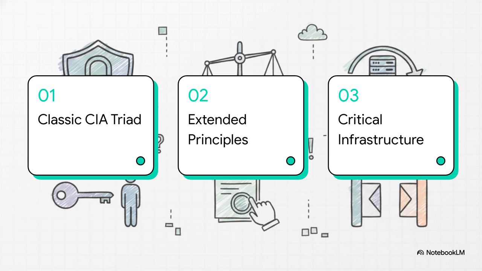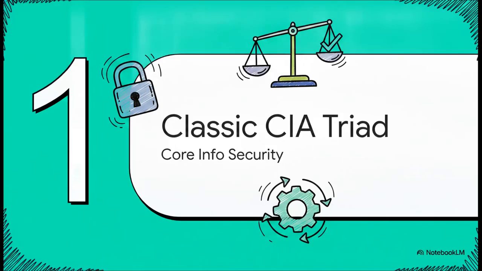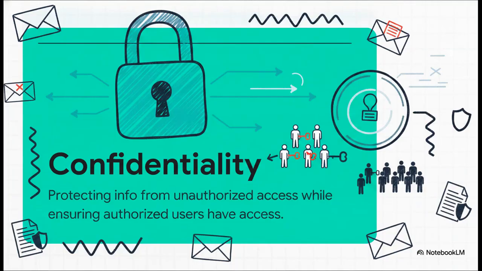First, we'll cover the classic CIA triad. Second, we're going to look at the extended trust principles. And third, we'll see exactly how all of this applies to securing critical infrastructure. Section 1, the classic CIA triad: confidentiality, integrity, and availability. These first 3 pillars form the absolute foundational bedrock of information security. You really have to remember that these principles act as an interconnected ecosystem. A weakness in just one single link can completely undermine the entire system.